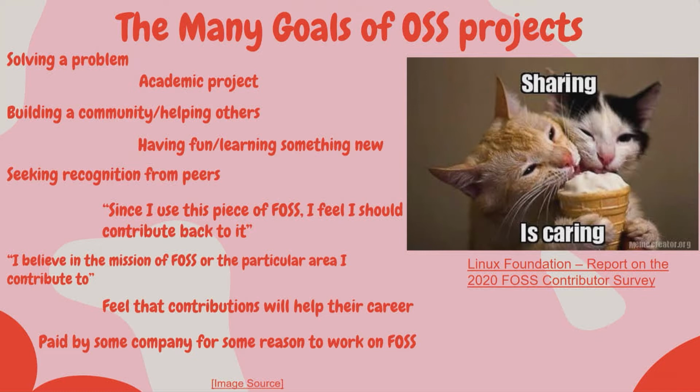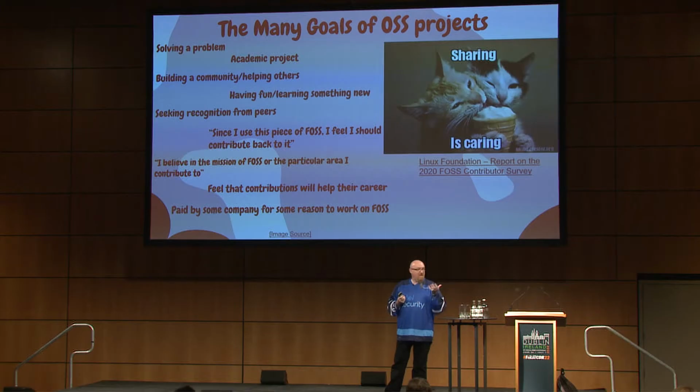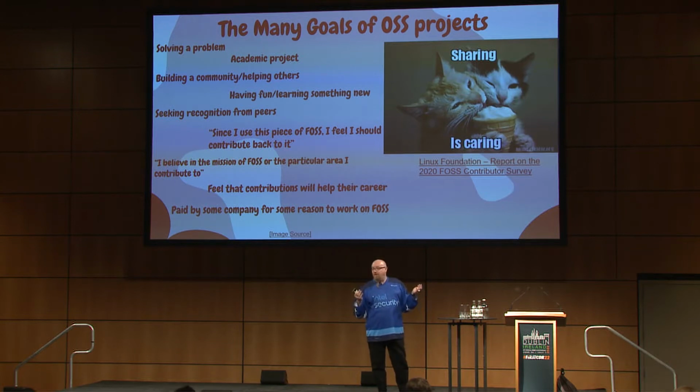Many people do open source because they want to build and be part of a community. It's amazing the sense of purpose and well-being you get in an active, nurturing community. A lot of people do open source because they want to have fun, or they're teaching themselves some new skills. Some people want recognition from their peers. I wrote the absolute greatest encryption algorithm ever. Look at me, I'm so amazing. Other people feel that because they use open source, they feel that they should contribute back to that open source.